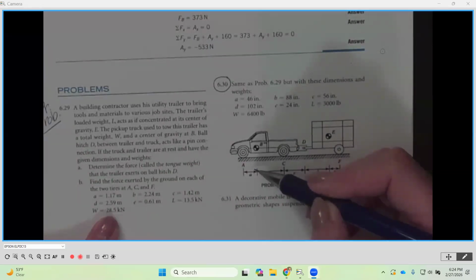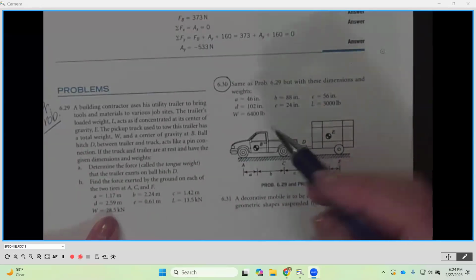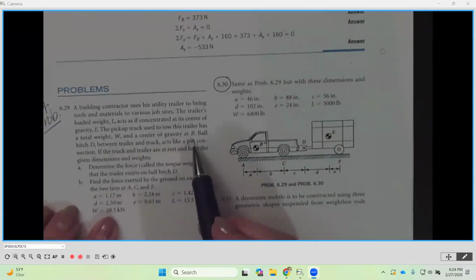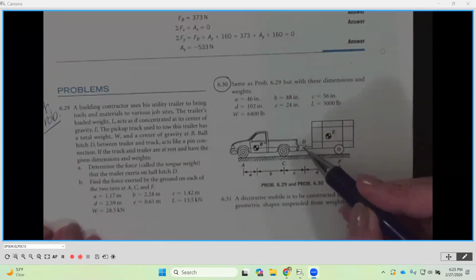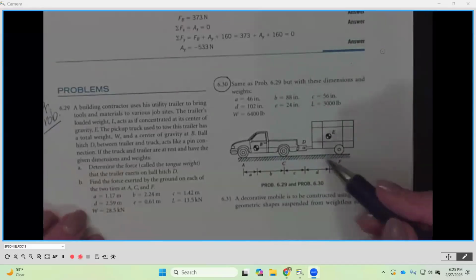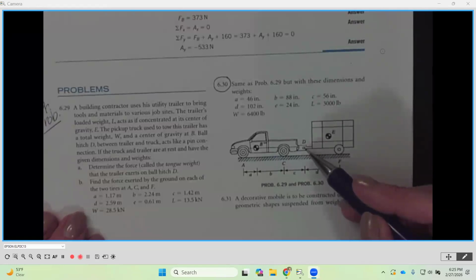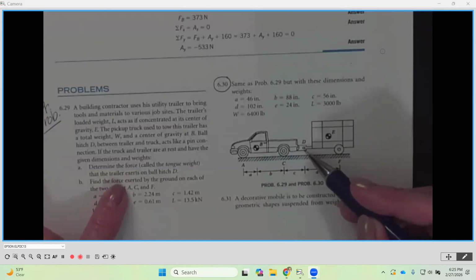The pickup truck used to tow this trailer has a total weight W, that's down here, 28.5 kilonewtons going down at B. Okay. And it says here, ball hitch D between the trailer and the truck acts like a pin connection. If the truck and trailer are at rest, so they're just sitting here right now, not moving, and have the given dimensions and weights, they want us to determine the force, called the tongue weight, that the trailer exerts on the ball hitch at D.